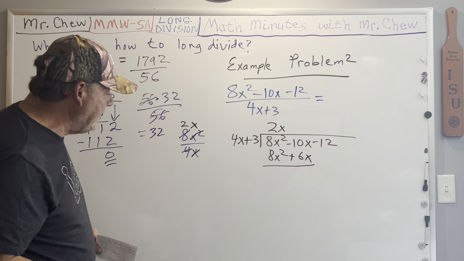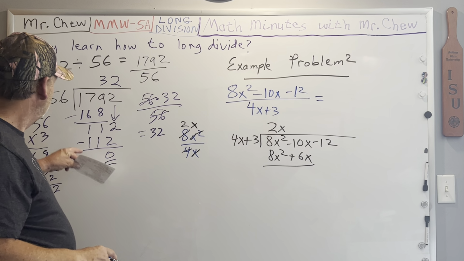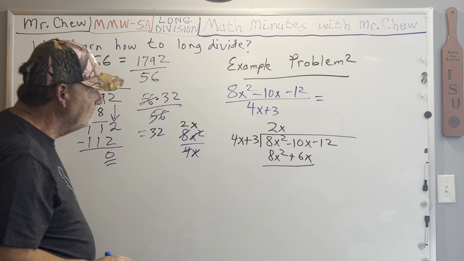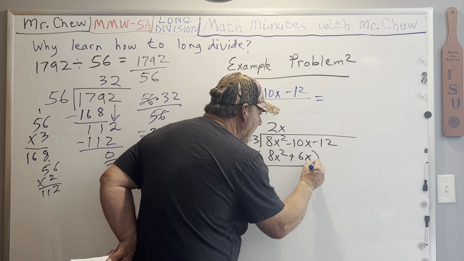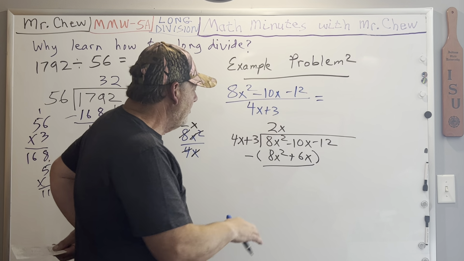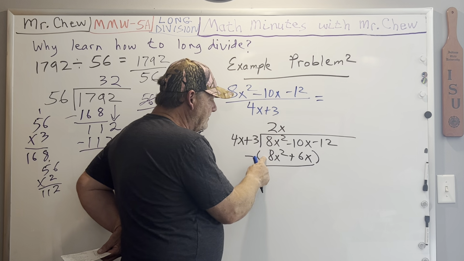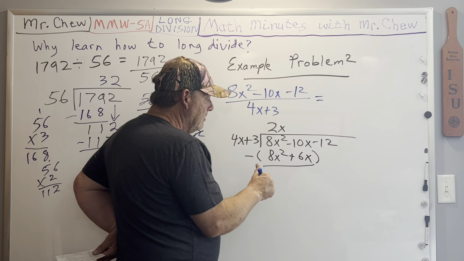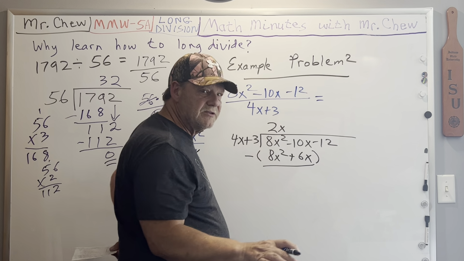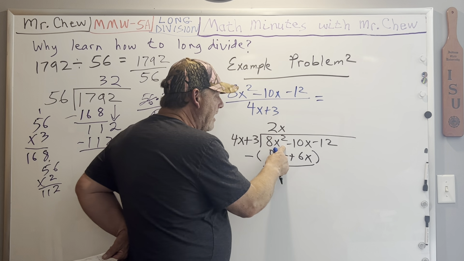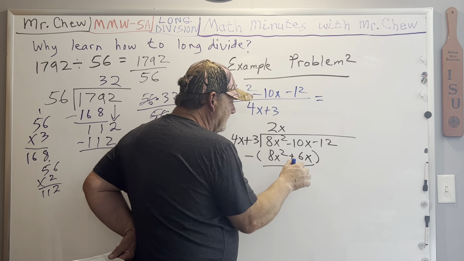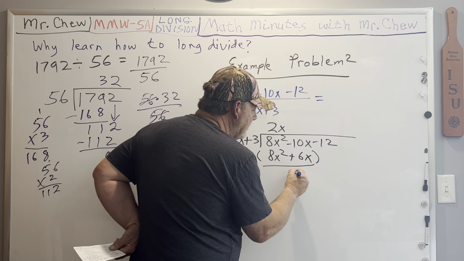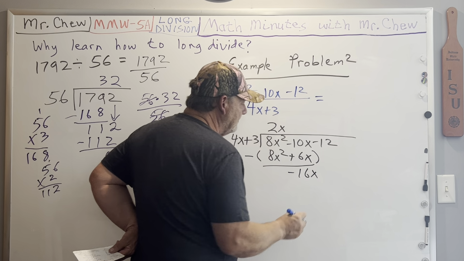All right, so what do we do here now? We subtract. So we're going to subtract this whole thing. So I'm going to take 8x squared minus 8x squared. Well, that's 0, so you don't have to write the 0 down there. And then negative 10x minus 6x, which is negative 16x.